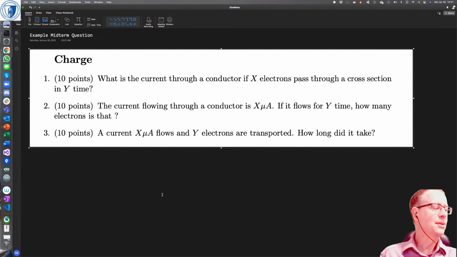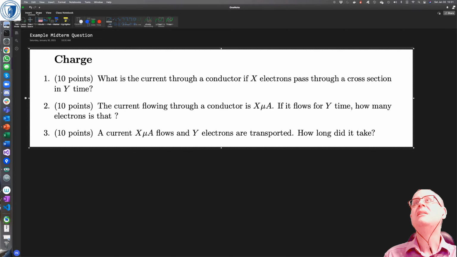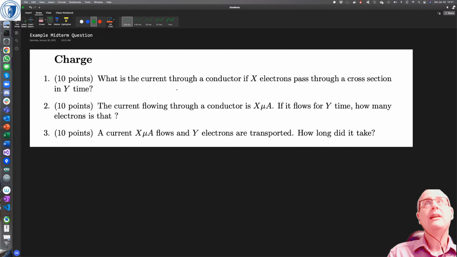Okay, so these are the sorts of questions. What is the current through a conductor if X electrons pass through a cross section in Y time? So the example is we have X electrons and Y time.